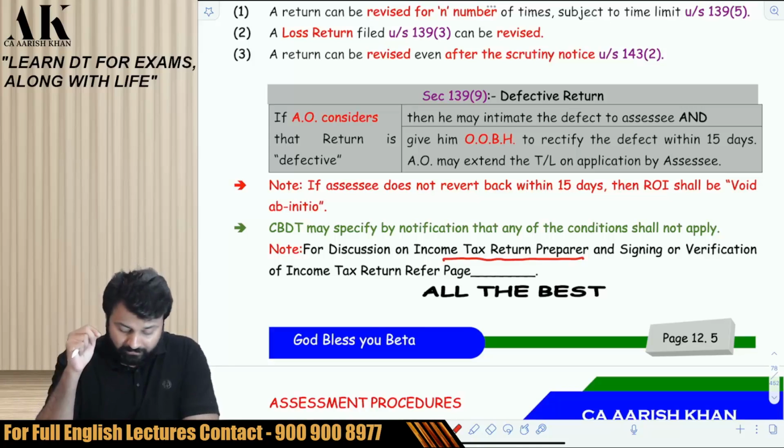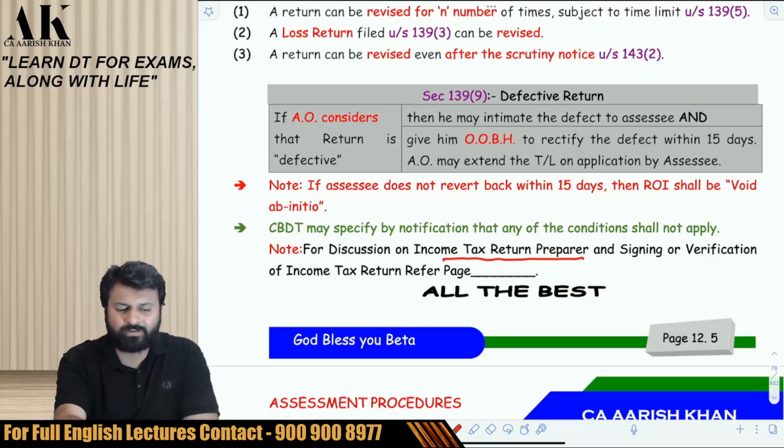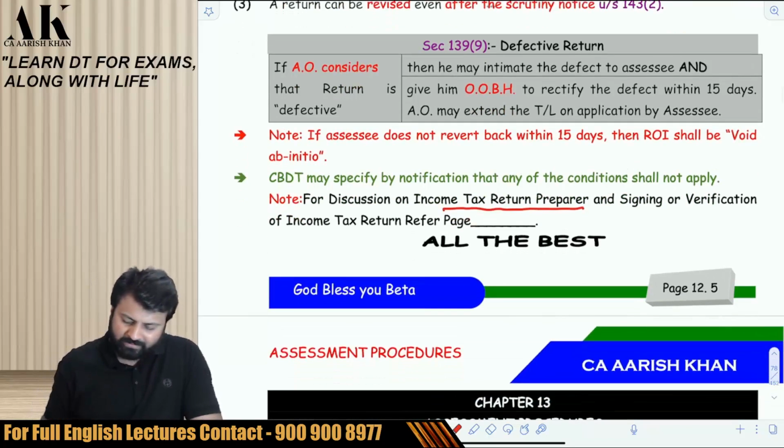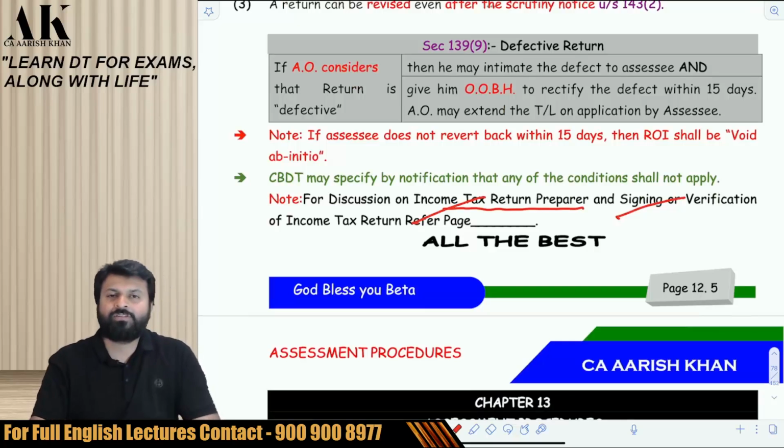Next, verification of income tax return. Verification means who will sign the income tax return. Again, it's not an important thing for the exam. Don't worry about it. So now let us move on to something important. These are the things which are not much important. Don't focus much on this on the day of the exam. It is not going to come in the exam.